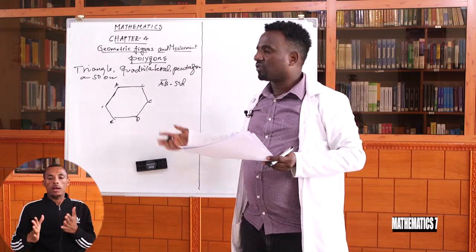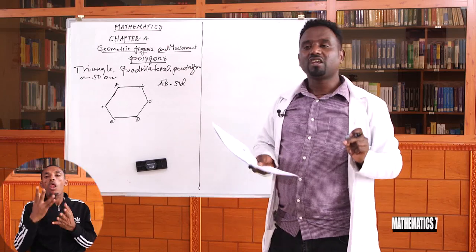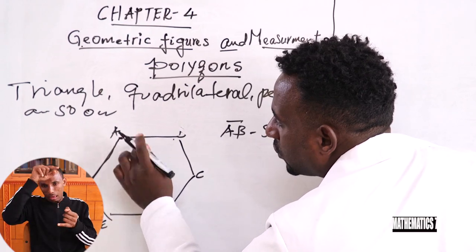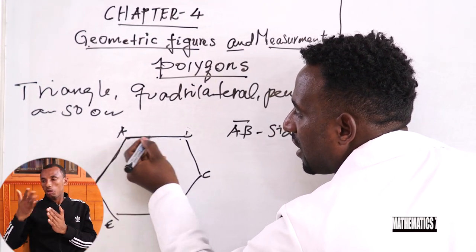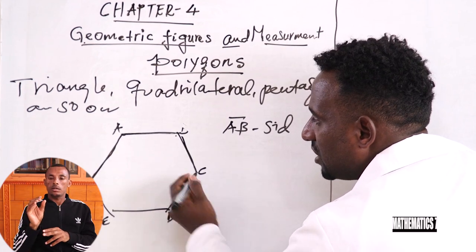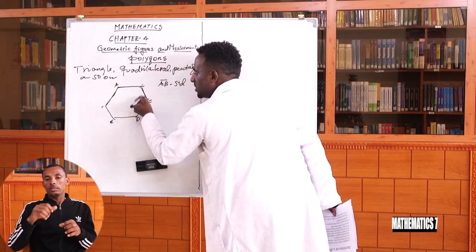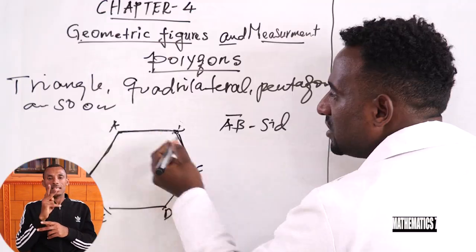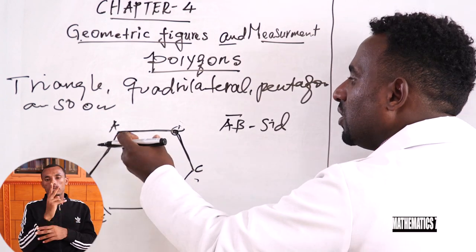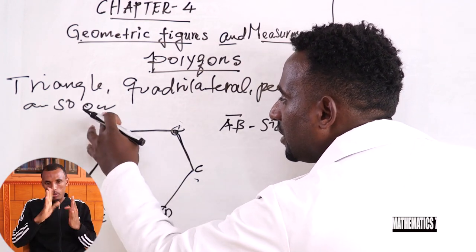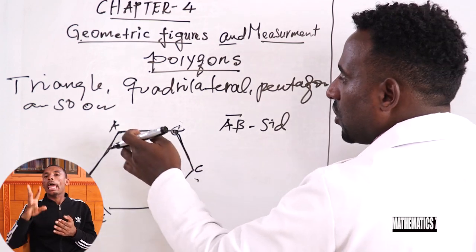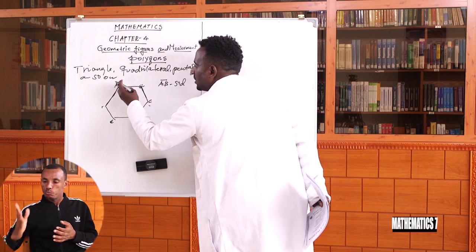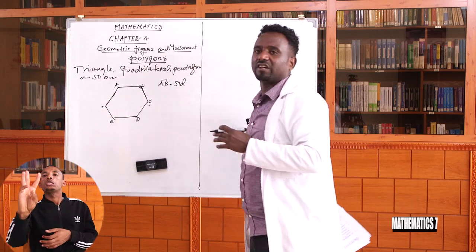What does it mean, a vertex of a polygon? The vertex of a polygon is the common endpoint of any two sides. If you take two sides, side AB and side BC, they have a common endpoint, which we call a vertex, at B. Let me take the hexagonal polygon. A hexagon is a polygon having six sides, so it has six vertices.